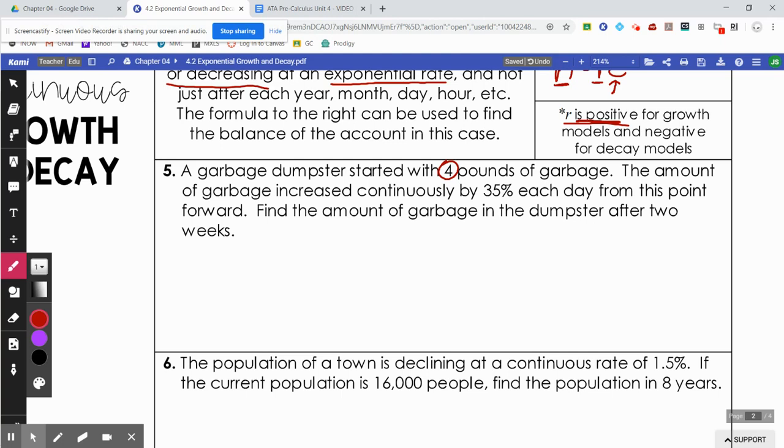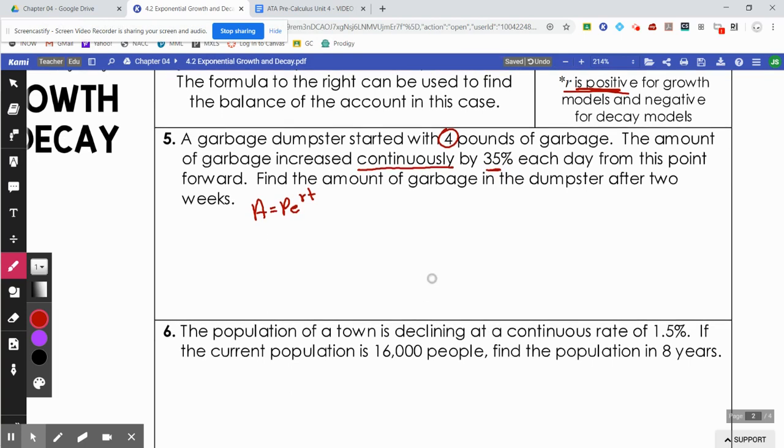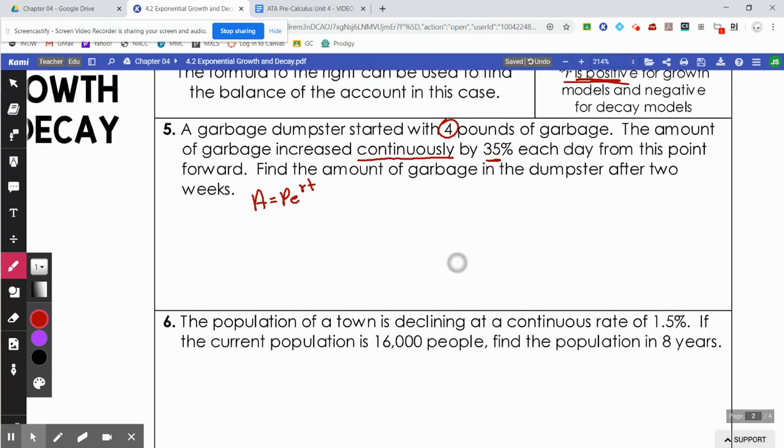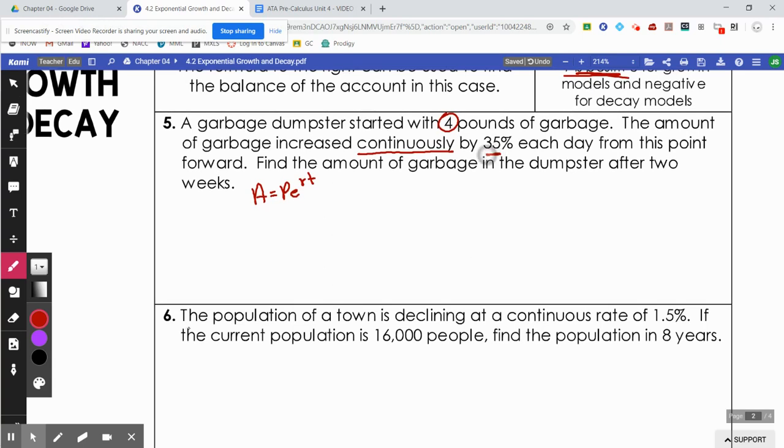The amount of garbage increases continuously. That's the key word. That's how we know that we're using a PERT, is anytime you have a continuous increase. It's increasing by 35% each day from this point forward. Find the amount of garbage in the dumpster after 2 weeks. So it's 35% each day. So you've got to be careful when we're talking about 2 weeks.